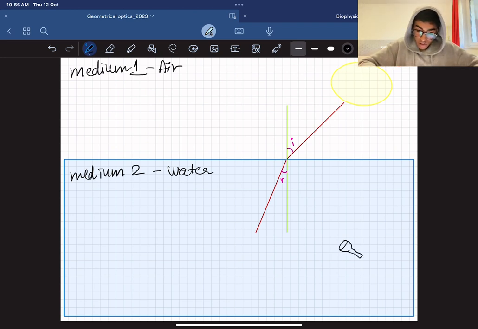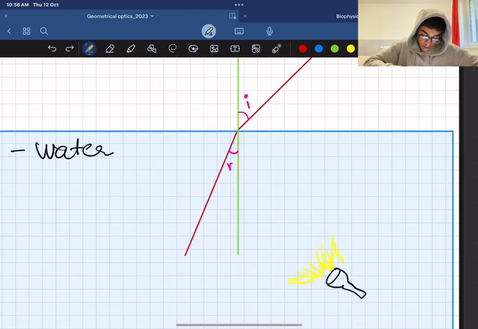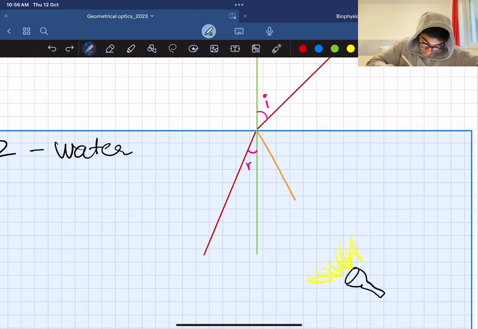Okay, we have a torch right here, and we're shining rays. Let's draw another ray. Let me take orange maybe. Orange looks nice. And a ray goes from here.